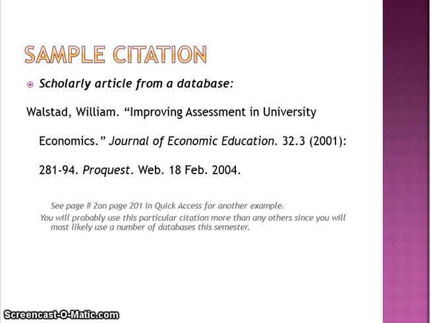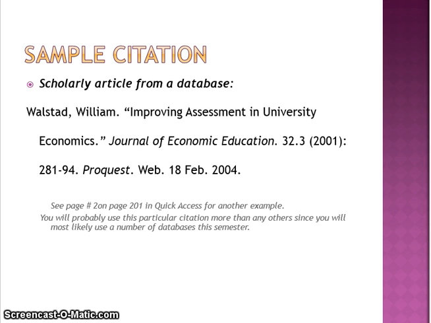The other, another example that I want to talk to you about is an article from a database, because my guess is that's what most of you are going to use, okay? So how do you do one from a database? You start out with the author, just like always. So we would start out, Walstad, William is the author's last name and first name. And then we have Improving Assessment in University Economics. Now that is the title of your article. Titles of articles always go in quotation marks. Do you notice your period goes inside the quotation mark? So it's, quote, Improving Assessment in University Economics, period, quotation mark.